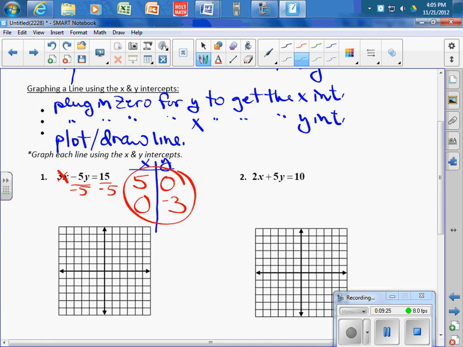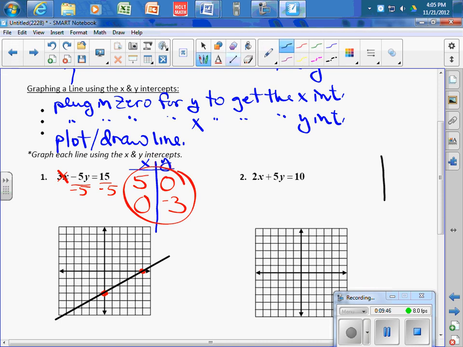So here are the 2 points that we're going to be plotting. 5, 0 is here. That's your x-intercept. 0, -3 is here. That's your y-intercept. From there, you can draw your line. And we're done with that one.